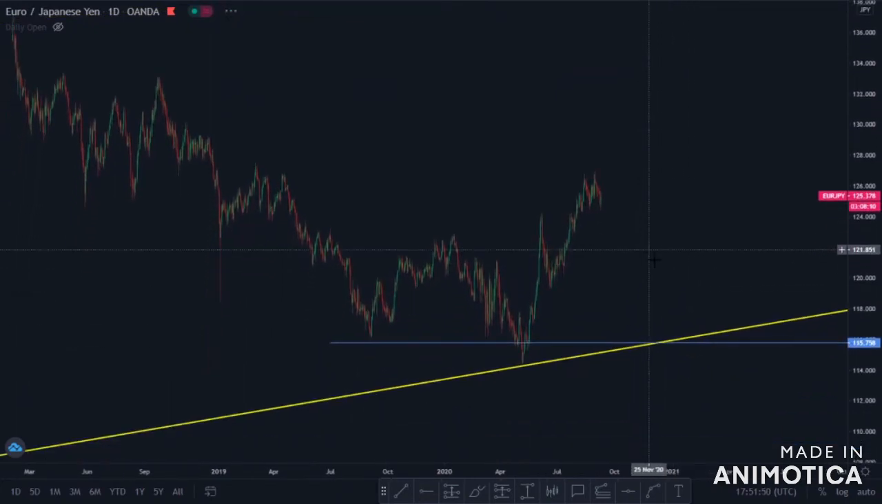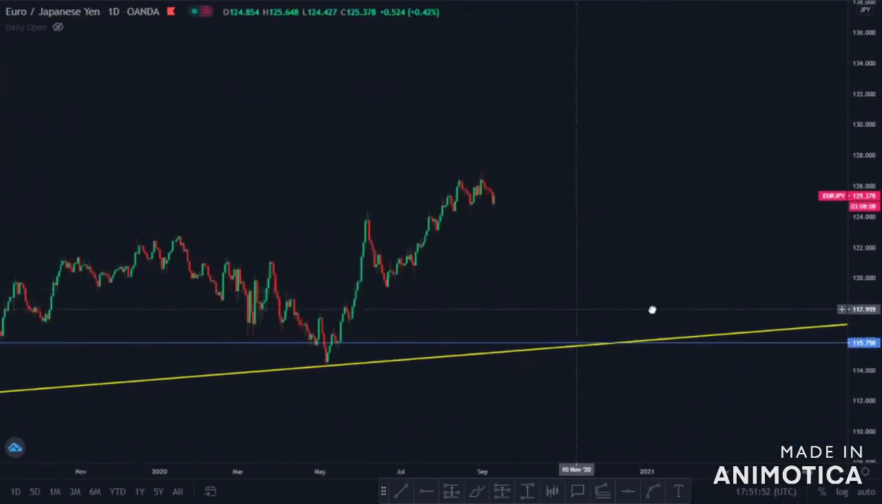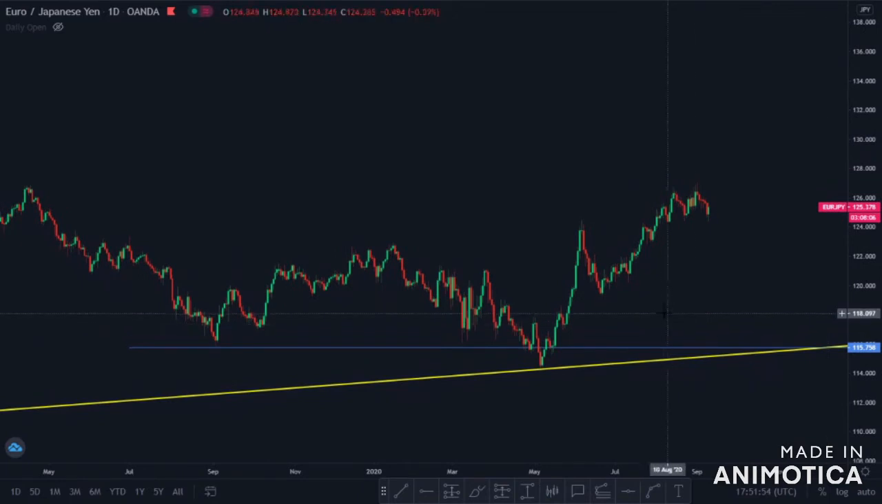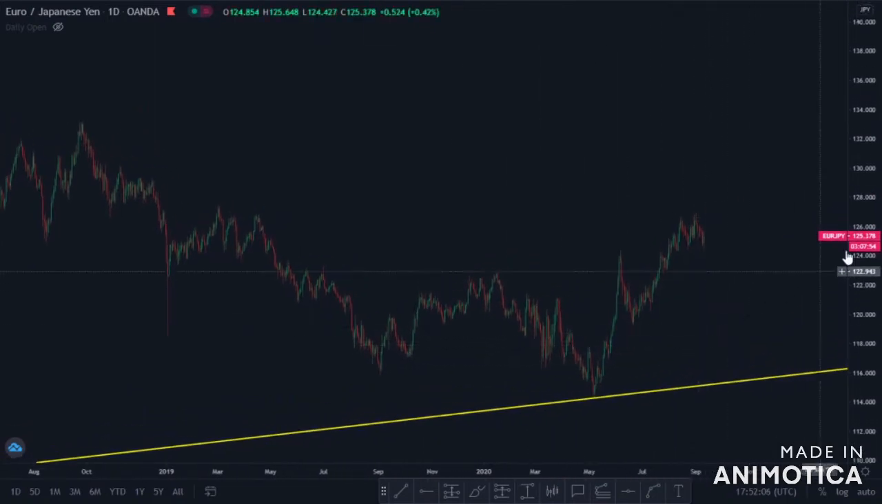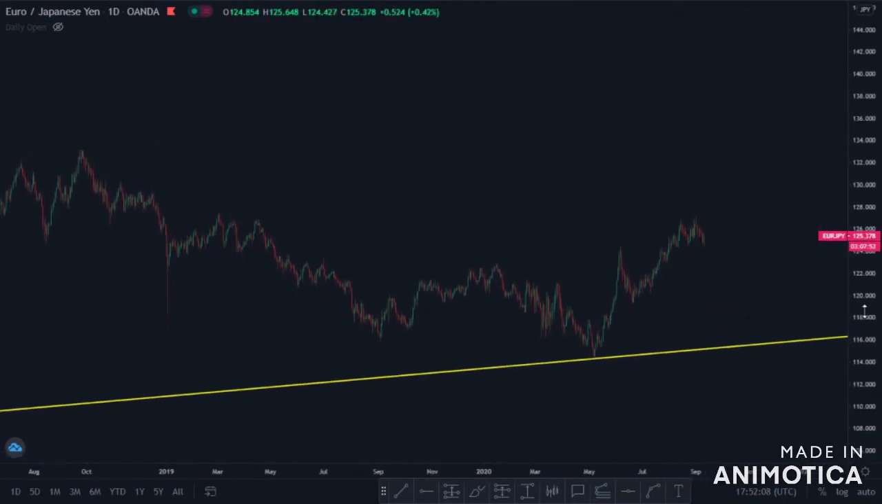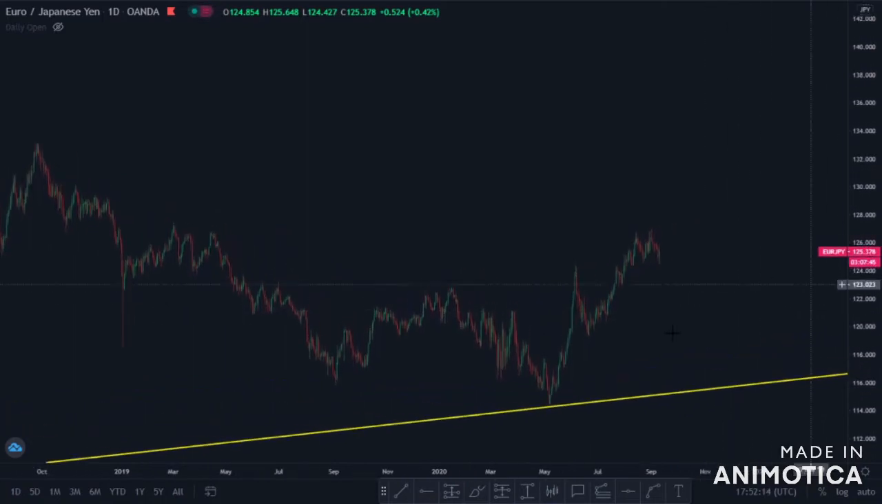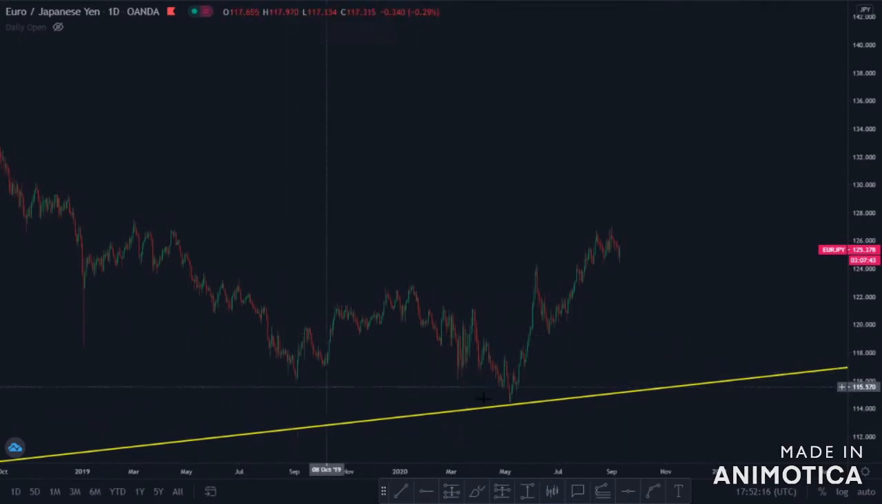Alright, let me just remove this because we already seen that. Yeah, like I said, we had the clear double bottom. Okay, so obviously we're looking for buys. All right, now as you can see, we had our double bottom, okay, and we had our impulse and our larger correction.